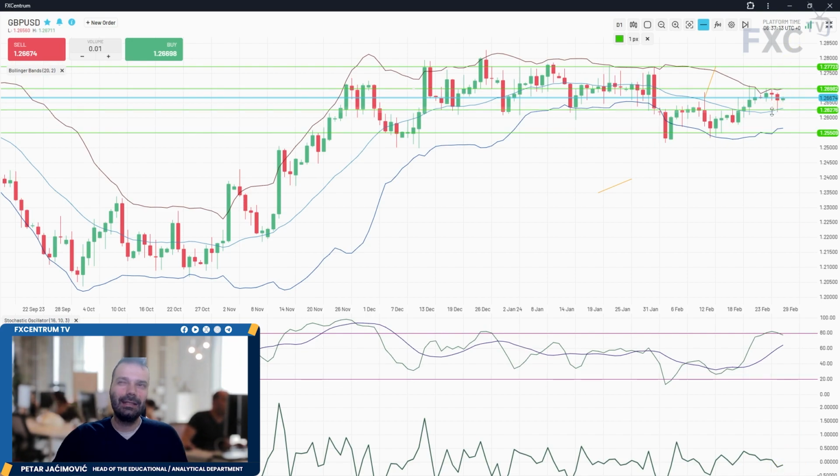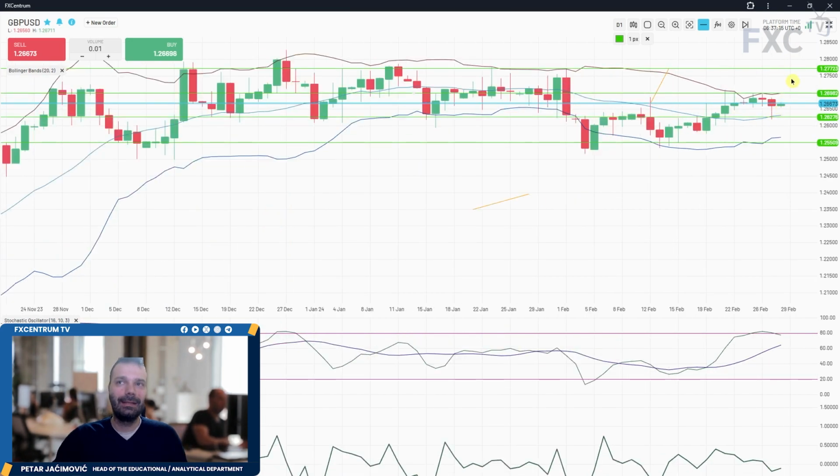So yeah, I think it can be a good buy day today on the pound towards 1.2700, maybe even a bigger move towards 1.2770, 1.2750. A buy day might be in play today on the pound dollar. Nice rejection in the rising market.